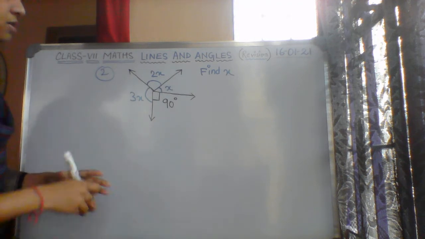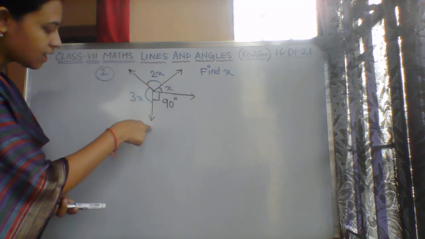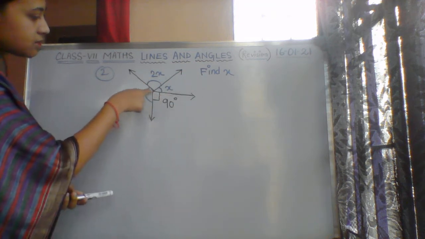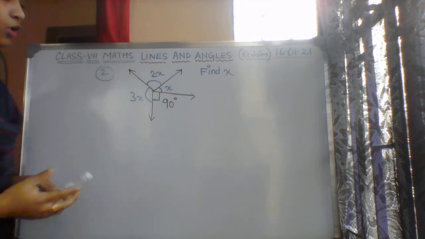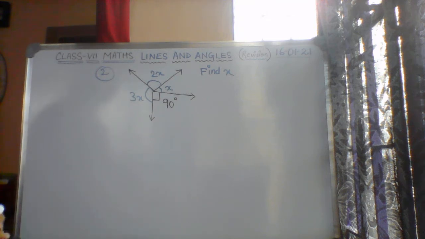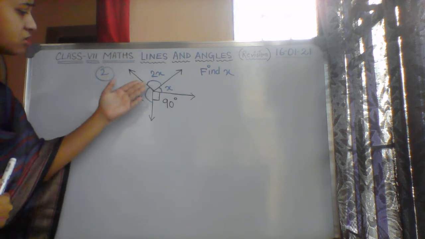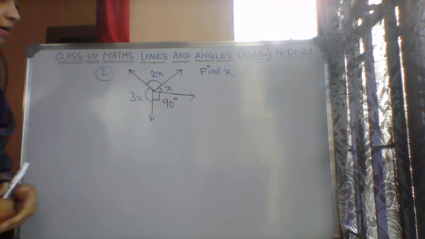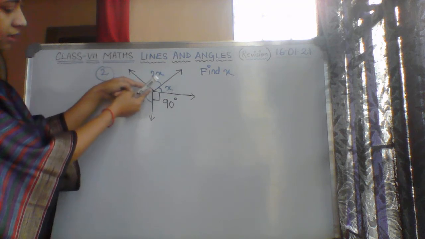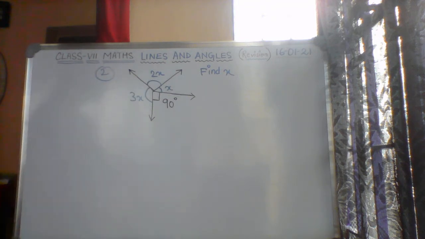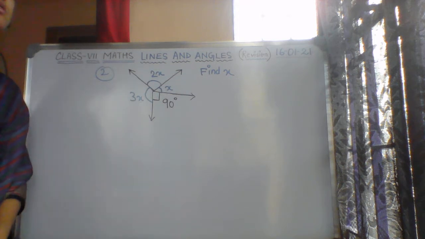Because this line is not a straight line, you are not able to apply the concept of vertically opposite angles. What else will you apply? Also, they are not forming a linear pair. If I take these two rays, they are not forming a linear pair. How can I find out? Just think about whatever types of angles you have studied.